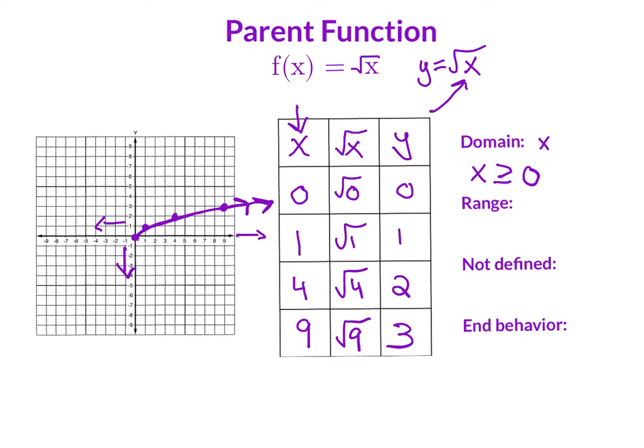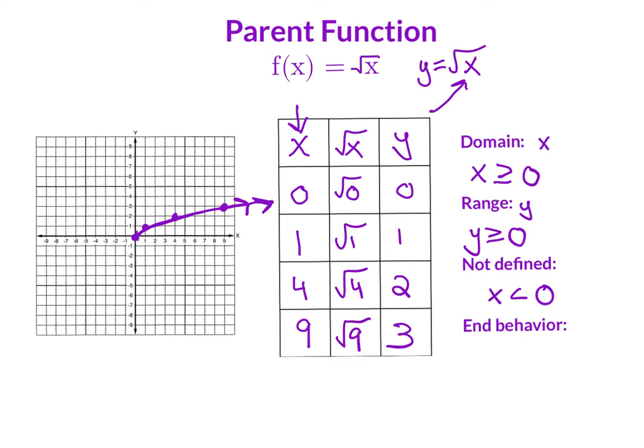The same thing will be true for y. So range is y. And same thing, they will keep going up and up. As x goes up, y will go up. y is greater than or equal to 0. And the function would be undefined when x is less than 0. So for negative numbers, it is undefined.